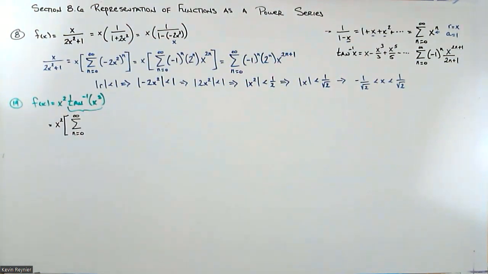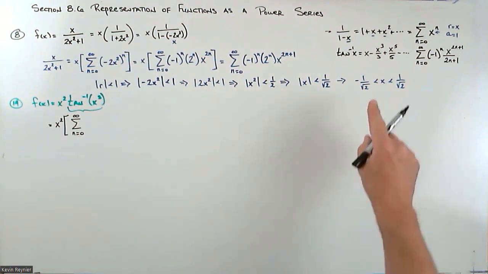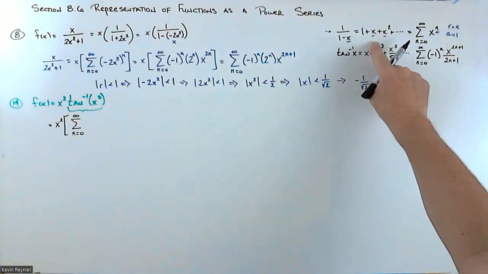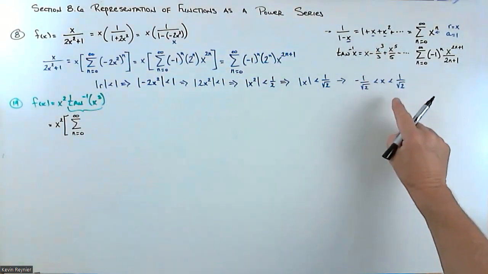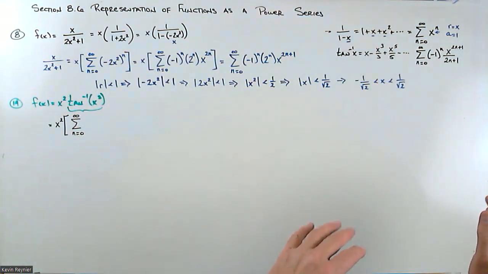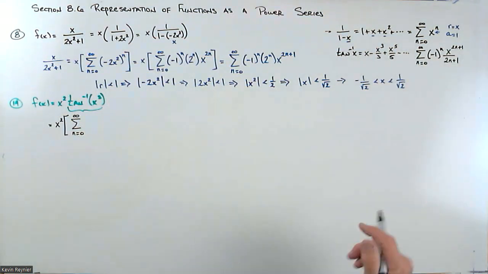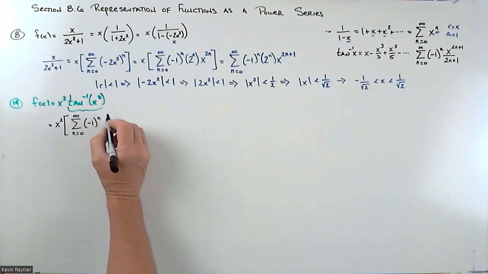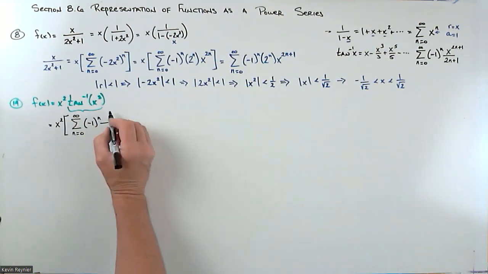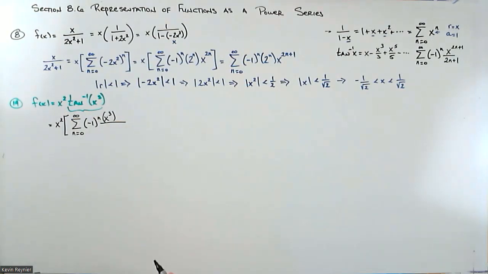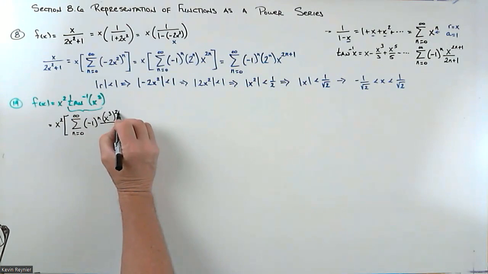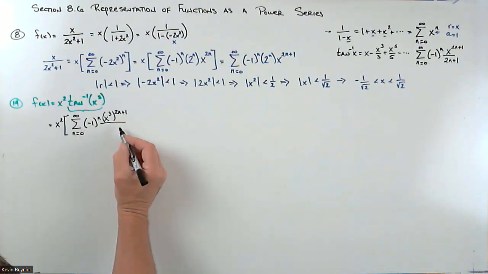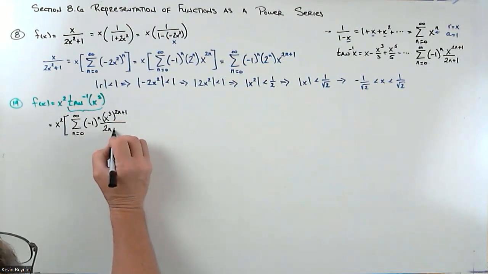So it's just a fancy substitution problem, right? We're going to put x cubed here, x cubed right there, x cubed right there. Well, we don't want to do it term by term. We're just going to put x cubed here. So we're going to have -1 to the n. Then our numerator is going to be x cubed, and the exponent is 2n plus 1, and then our denominator is 2n plus 1.